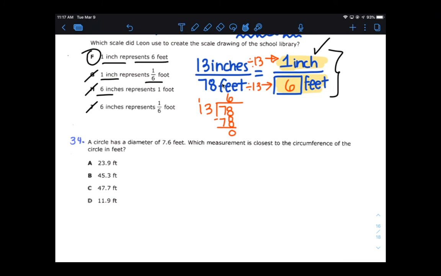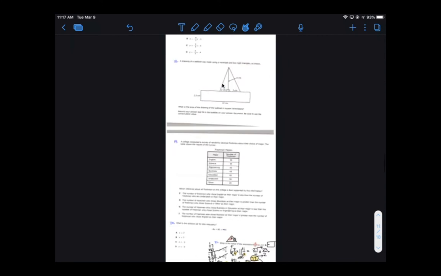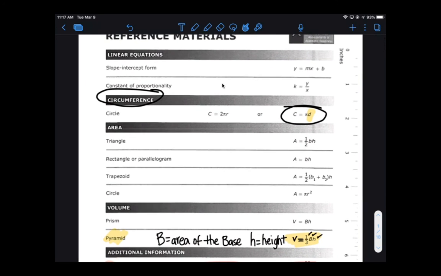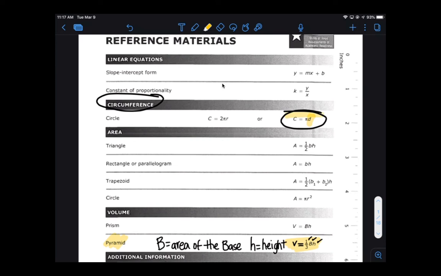A circle has a diameter of 7.6 feet. They're giving us the diameter. Diameter is 7.6 feet. This is the given, right? Which measurement is closest to the circumference of the circle in feet? So we need to use a formula, right? Circumference equals... let me go back to the very top to the reference materials. Again, for circumference, we will definitely use this one. Circumference equals pi times diameter, right?